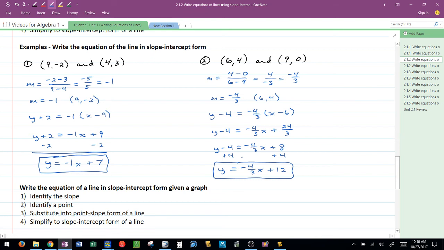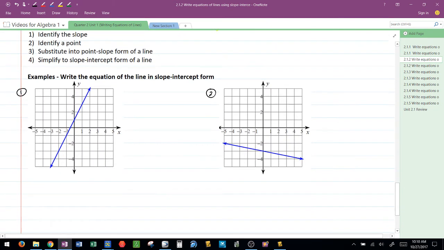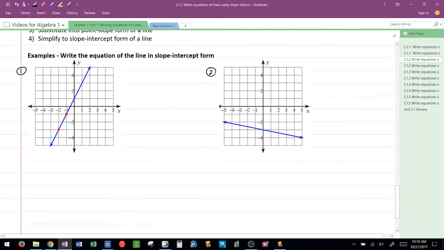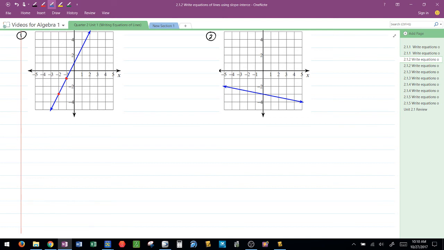Okay, so the last type that we got to be able to do, the fourth goal of today, is, can you do it given a graph? All right, so we want to identify the slope and identify the point, plug it into point slope, simplify to slope-intercept. Okay, so let's get through this. Ready? I'm going to pick this point and this point. Okay, I know that my slope is rise over run, so I'm going to go up 2 over 1, which is a slope of 2.